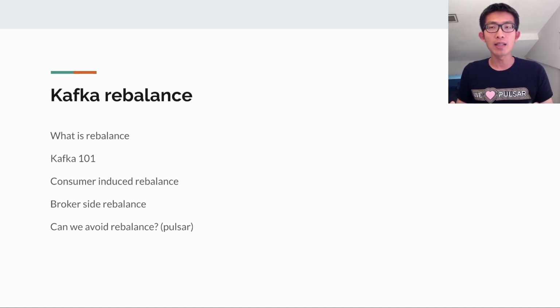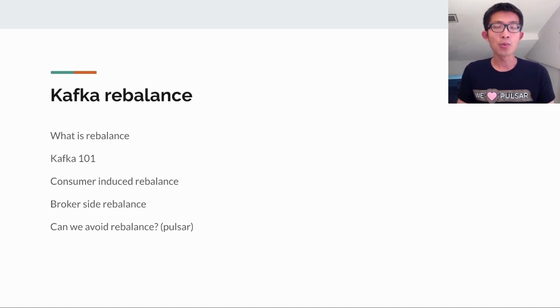Then what is rebalance in Kafka? To understand what is rebalance in Kafka, you need to understand what are the workloads and who are the workers. There are also different kinds of rebalance in Kafka. One is consumer side and one is broker side. To fully understand these concepts, we need to clarify some terms.